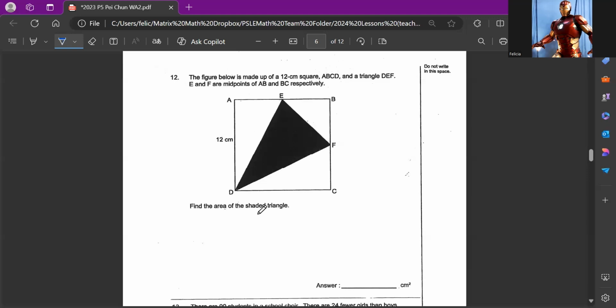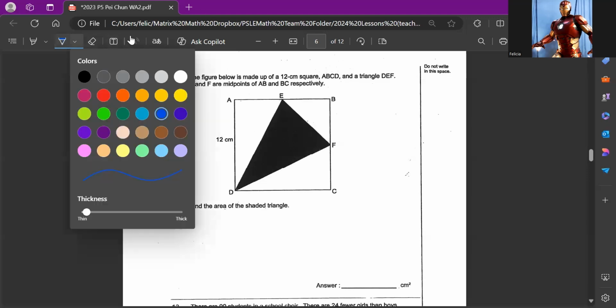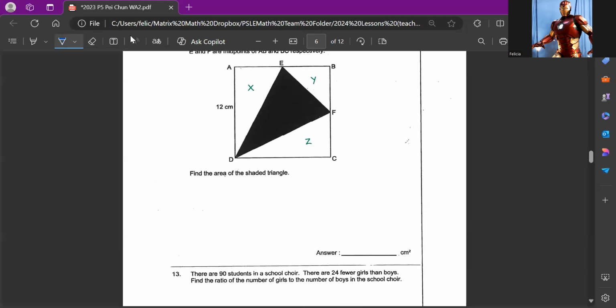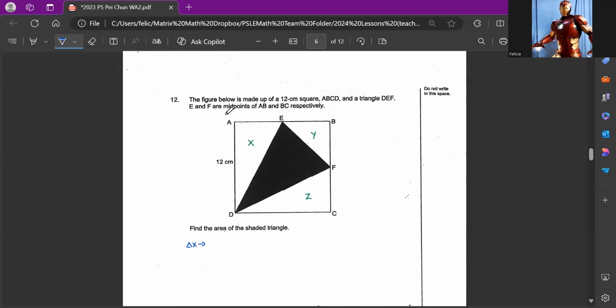So you can name these as triangle XYZ first, so that later when you do your labelings, you might have an easier time. I'm going to work out the area of triangle X now. The good thing about working with unshaded parts is that they are all right-angled triangles, so it makes our life a lot easier.